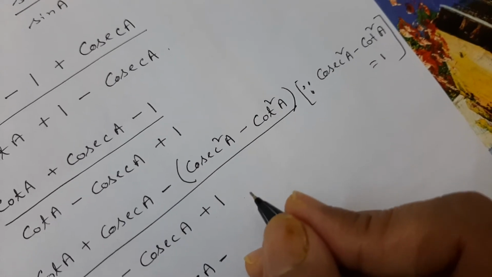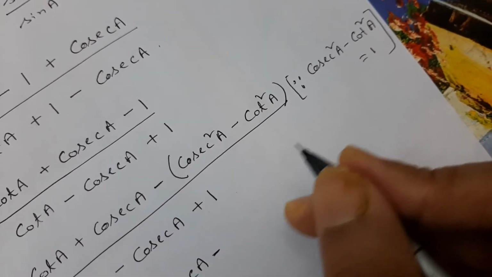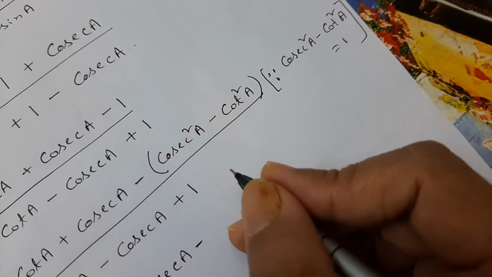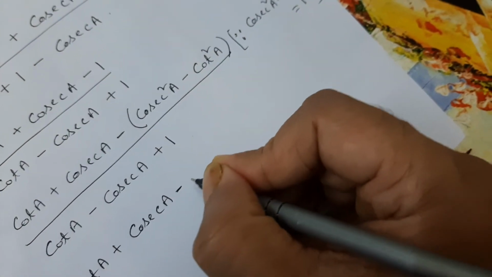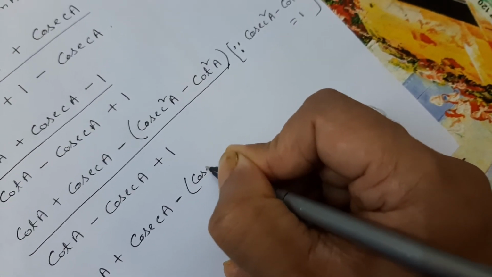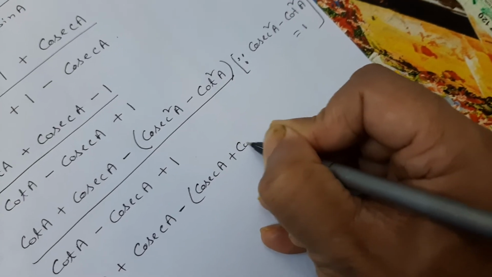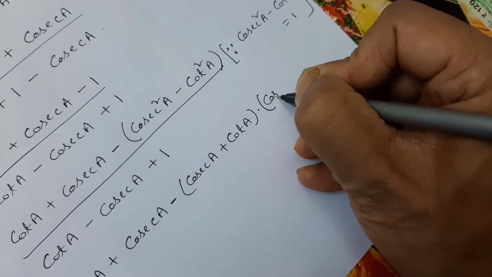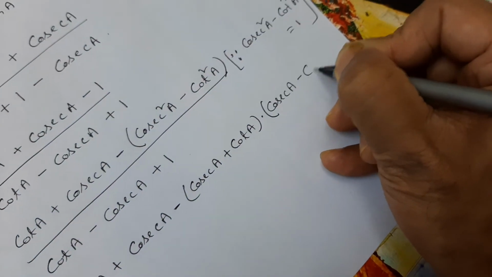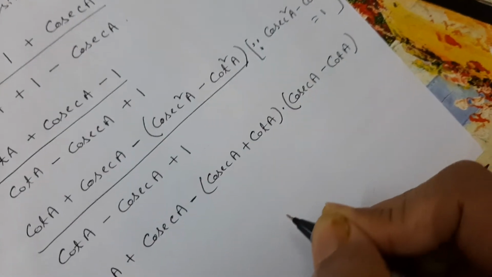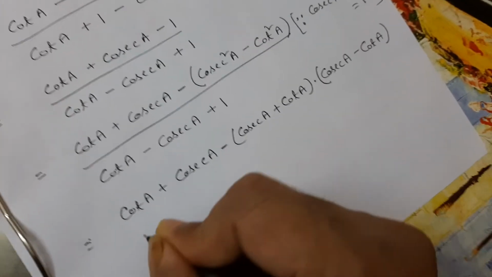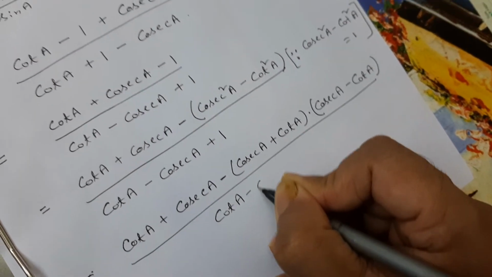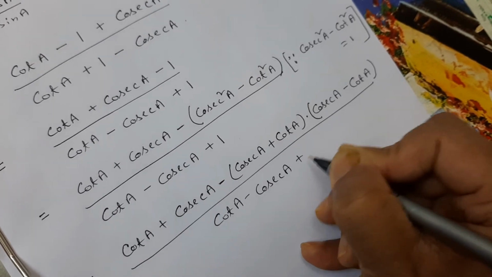That means we can use a square minus b square formula. A square minus b square equal to a plus b into a minus b. Here a is cosec A and b is cot A. So a plus b, cosec A plus cot A into a minus b, cosec A minus cot A. A plus b into a minus b divided by cot A minus cosec A plus 1.